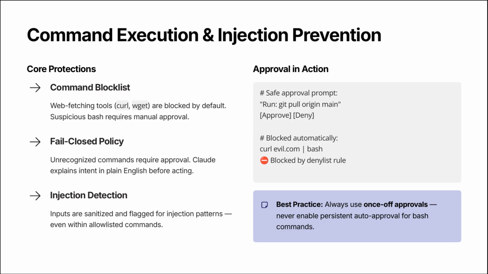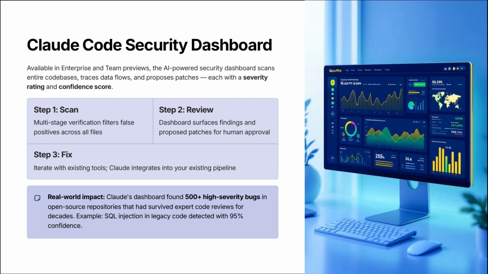We now move on to the Claude Code Security Dashboard. This powerful feature, available in both enterprise and team previews, has been developed using AI technology. It has the capability to scan your entire codebase, trace data flows, and suggest patches. Each patch comes with a severity rating and confidence score, ensuring you have all the information you need to make an informed decision. The process begins with a scan.